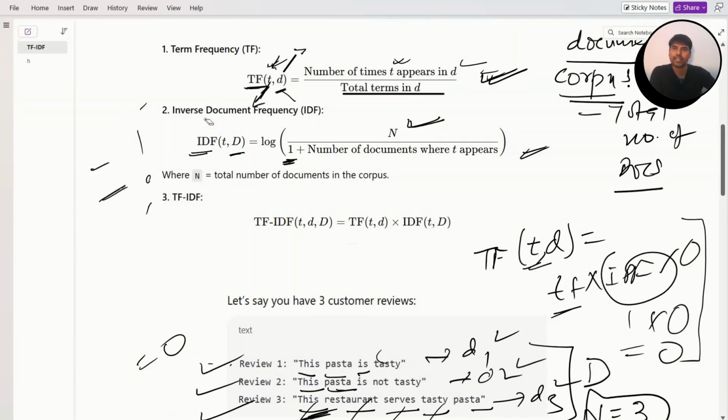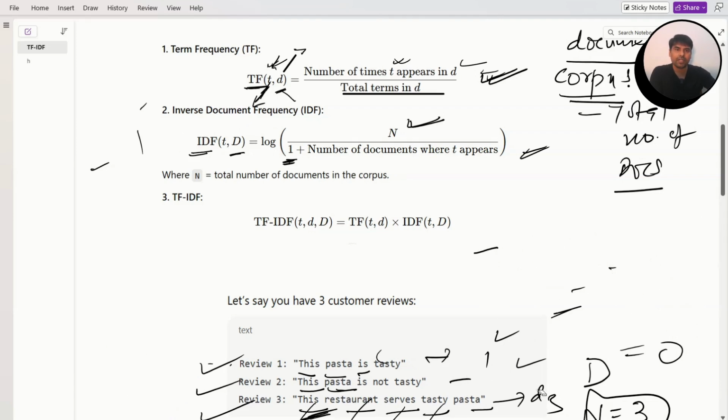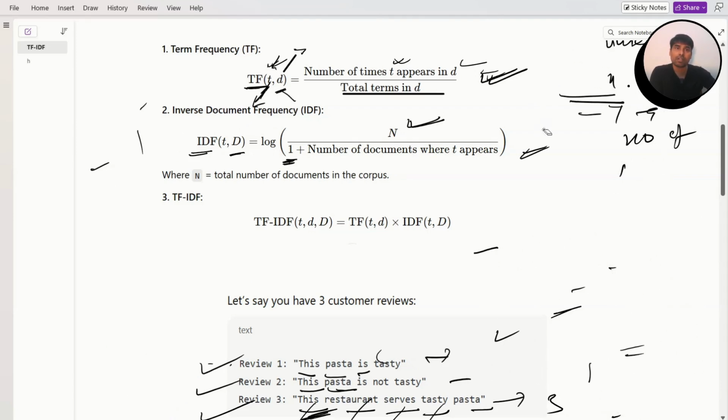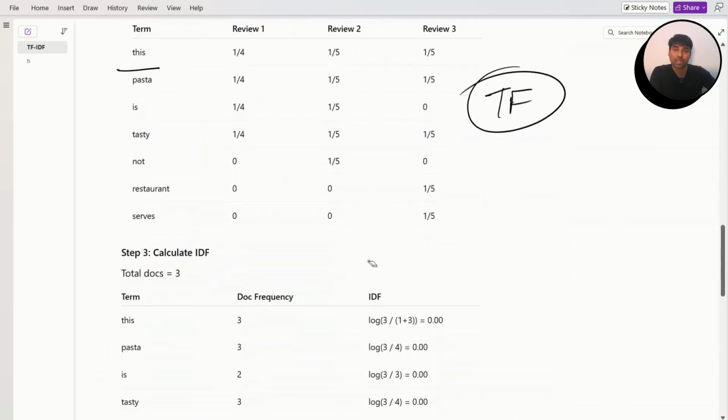So this is where we find IDF. IDF is not document specific. We find IDF in a given whole document, the whole corpus. So let me now calculate the IDF part.